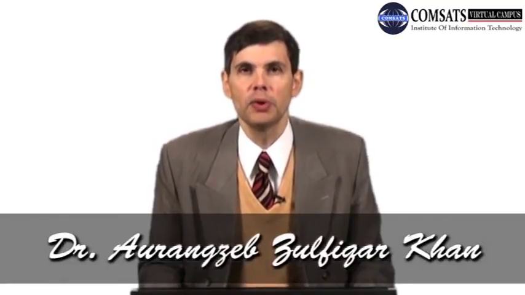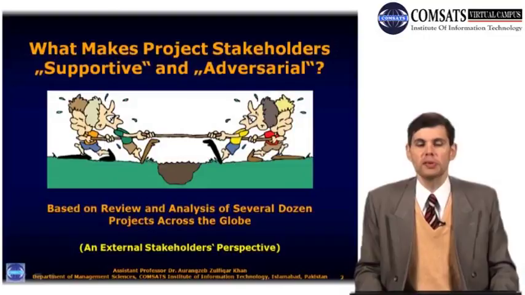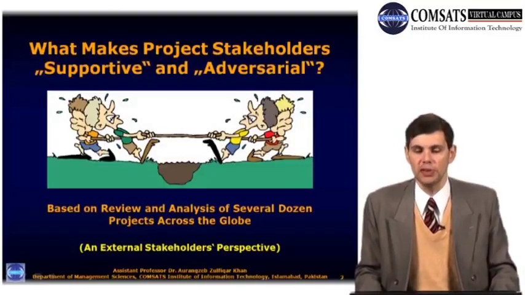In this lecture I'm going to continue with the attributes of the project stakeholders, specifically with regards to their attitudes: why they support projects, why they oppose projects. We had already looked at some concepts behind this in the previous class, and in this class we are going to look at it in a little more detail with some examples. What makes project stakeholders supportive and adversarial?